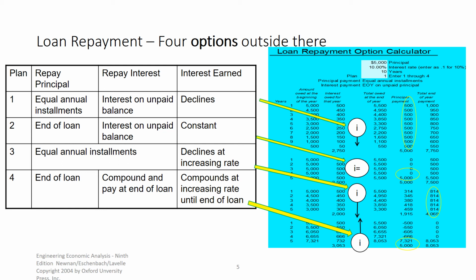All those will give you a different interest earned. Number 1 will give you a declining interest. The second, end of loan, will give you a constant interest earned. The third one will give you a decline at increasing rates, and number 4 will give you a compound at increasing rate until the end of loan. So you should choose wisely what loan repayment to use based on this options calculator.